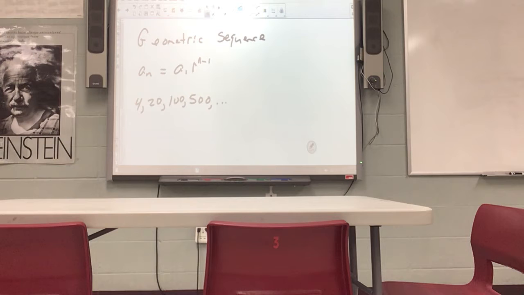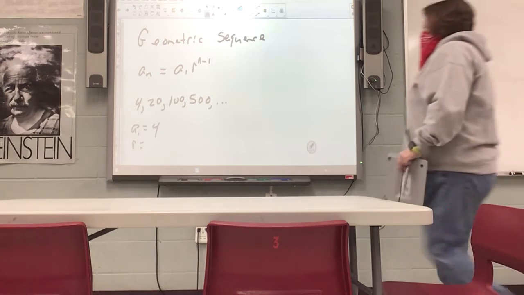So it's AN equals A1 R to the N minus 1. All right, so I've got this sequence for you: 4, 20, 100, 500. Directions say to write a rule for the nth term. So what we have to know to plug into our formula is an A1. What's our A1? 4. Very good. And we have to know an R. So what's our R? And this is what Christian was asking about a second ago, what order you went in.